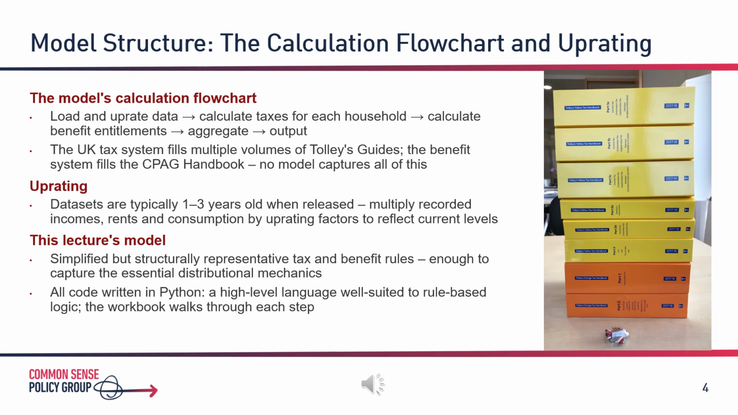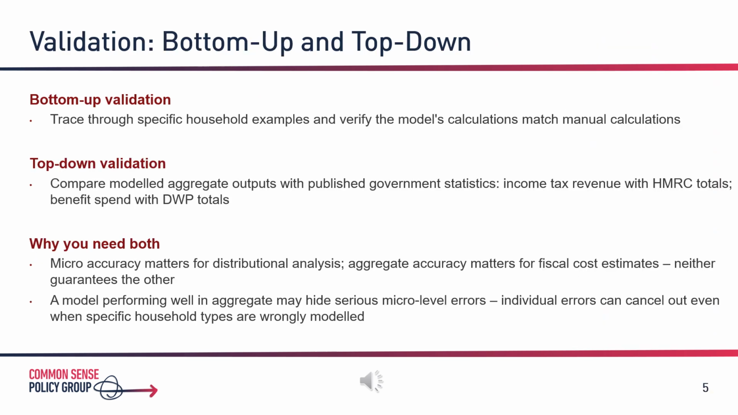Uprating addresses this by multiplying recorded incomes by wage growth indices and recorded prices by inflation indices, so that the synthetic household population reflects current economic conditions. Validation is how you establish that your model is doing what you think it is doing. The textbook identifies two approaches that are conceptually complementary but practically independent.